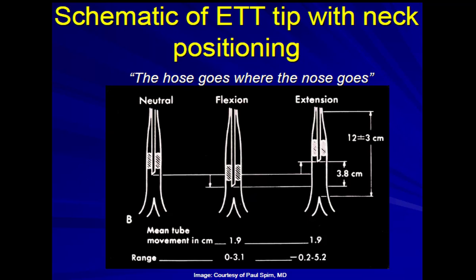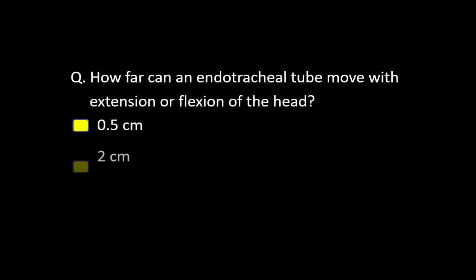We all know the hose goes where the nose goes. If we extend the neck of the patient, the tube tends to come out. If we flex the neck of the patient, the tube tends to go in. So it moves by around 1.9 centimeters in or out with the extension and flexion of the neck. So we keep the distance at around 5 centimeters and the maximum up to 2 centimeters from the carina. So how far can an endotracheal tube move with extension or flexion of the neck? It's 2 centimeters.